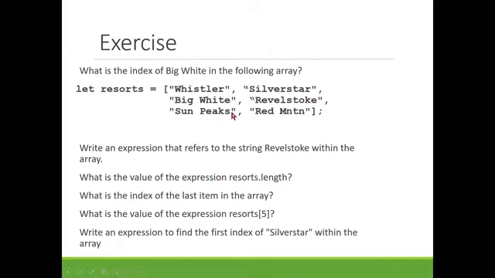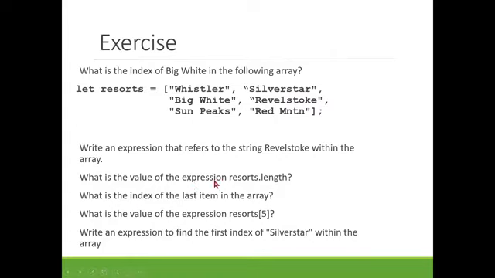Back to some simpler questions. I encourage you to pause the video and try these, even though they're a little more straightforward than what we were actually just doing. Write an expression that refers to the string Revelstoke within the array. Well, you have an array called resorts. How do we get Revelstoke? What's its index? 0, 1, 2, 3. So it'd be resorts and a 3 in the square brackets.